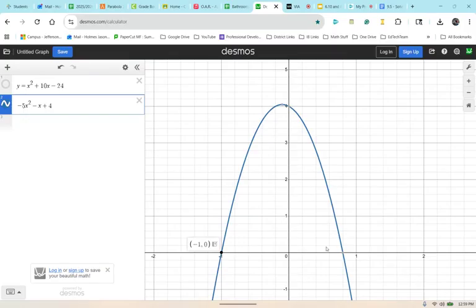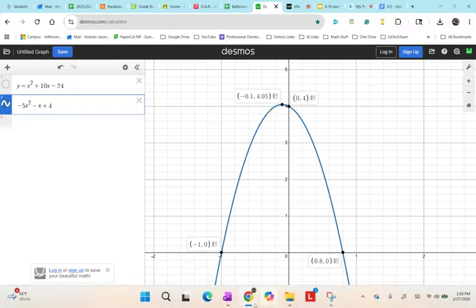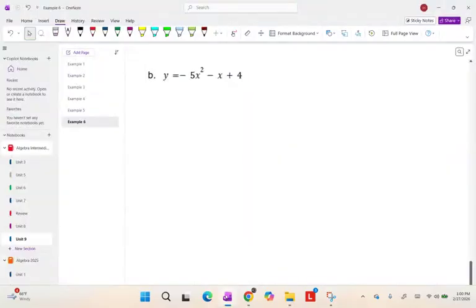Okay, so let's go ahead and take a look at our intercepts. So we have negative 1, 0. We have 0.8, 0. We have our y-intercept at 0, 4. And then you'll notice our vertex right above that at negative 0.1 and 4.05. And so those are going to be the 4 points that we're going to look at. We've got another point right here at negative 0.2, 4 as well. Okay, so we've got our points.